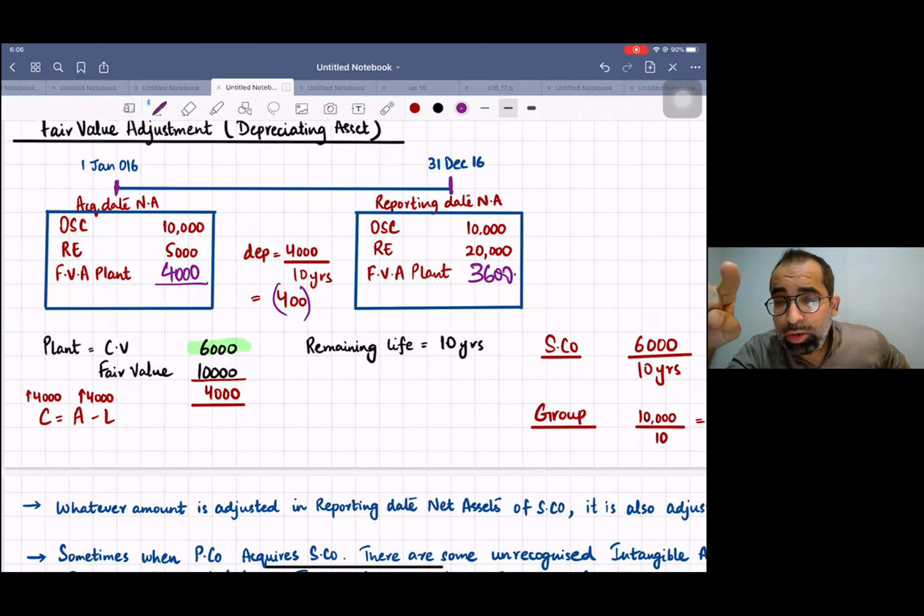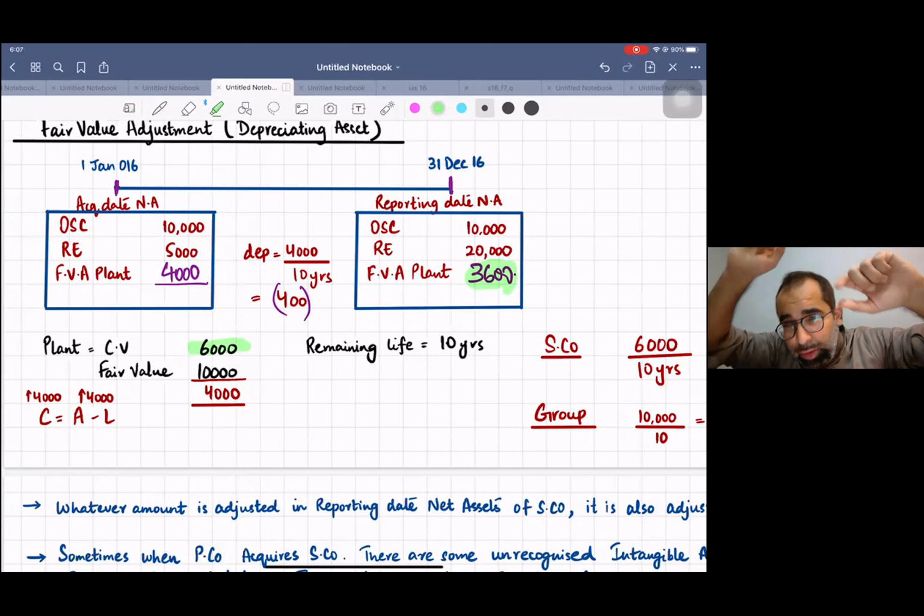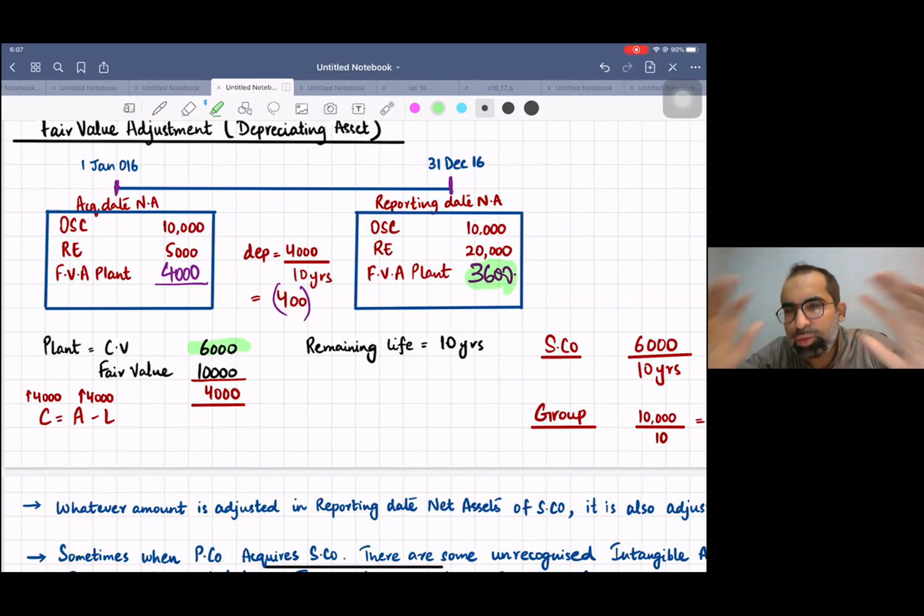Now, again the same dialogue. Repeat. Which number did we adjust this time in the reporting date net asset packet? This is 3,600. The number is 3,600. So this number is also adjusted, added on the asset side of S company's SOFP, right? Or simply in simple terms, consolidated SOFP, right?